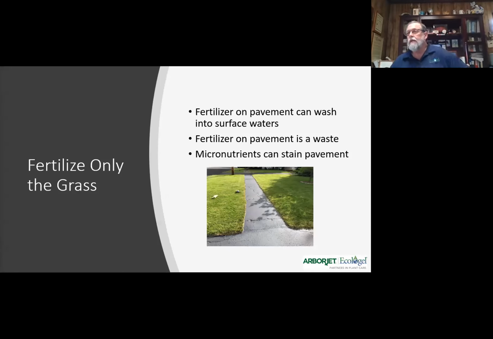So another cultural practice that we need to consider is making sure a fertilizer gets on the turf, gets in the landscape. We see many state laws now forbidding you to leave fertilizer on pavement. So make sure the fertilizer lands on the turf. You know, it's a waste. Micronutrients, if you leave them on the turf, like iron, will stain. You'll have little orange spots or polka dots. That's not very appealing to your customers.